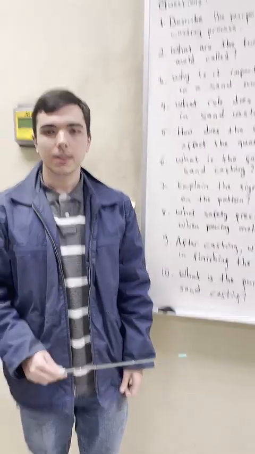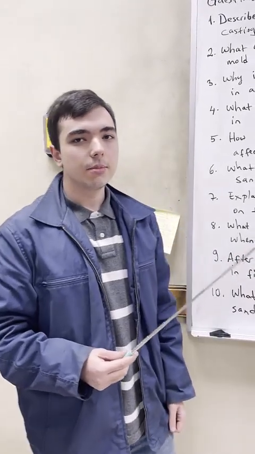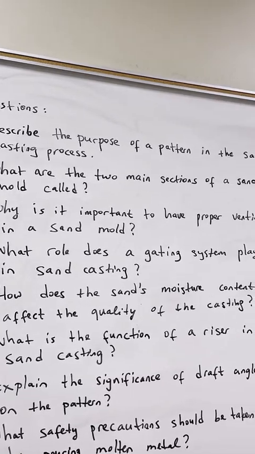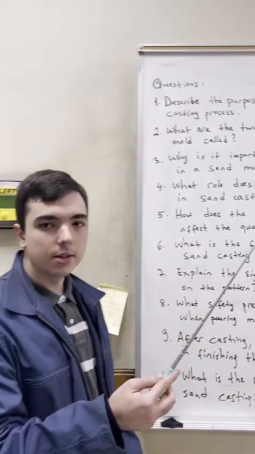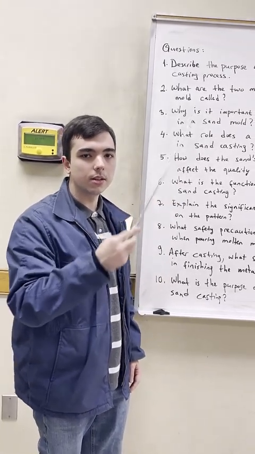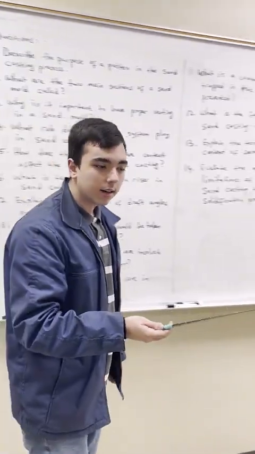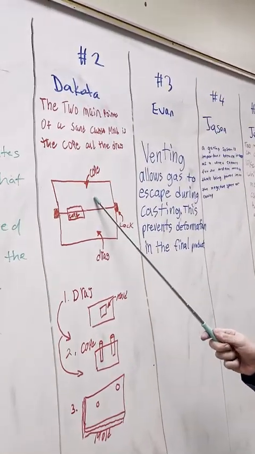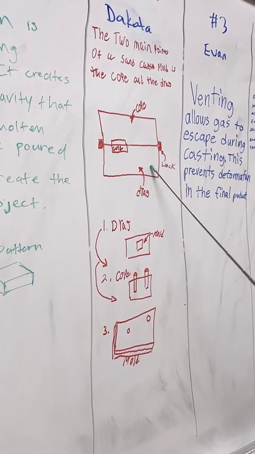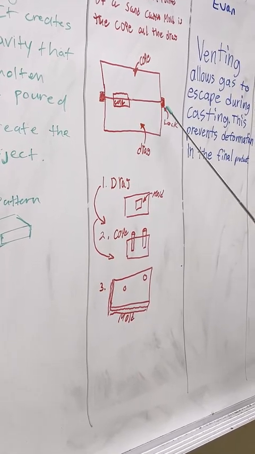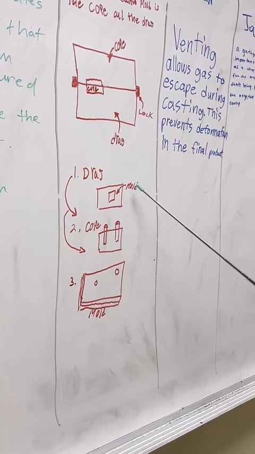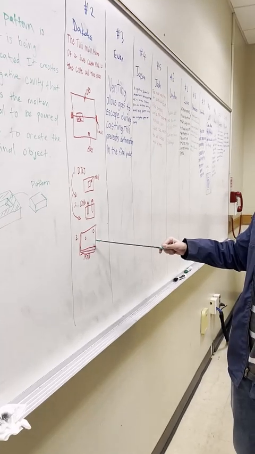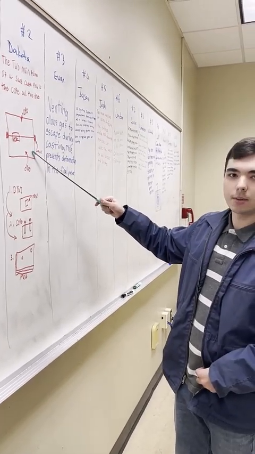Thank you. Hello, my name is Dakota Myers. My question was question 2. What are the 2 main sections of a sand mold called? To summarize, the 2 main sections are the cope on the top and the drag on the bottom. I also made a simple diagram of what that would look like. When you're going through the process, the drag is done first, and then you go to the cope, and then you put them together, where the cope is on the top and the drag is on the bottom.